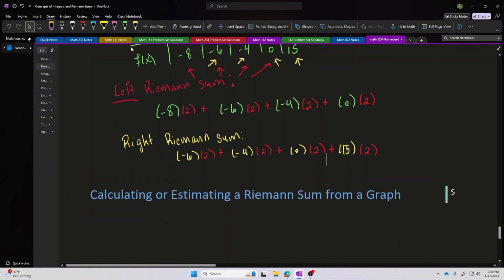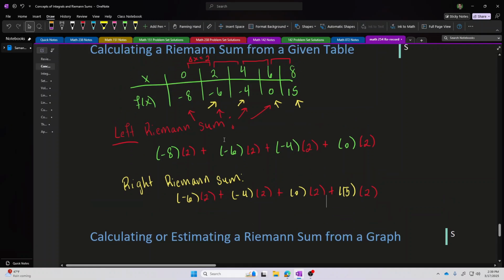So notice that the left Riemann sum and the right Riemann sum are pretty closely related. They share quite a number of terms in common. The only difference are these terms on the far ends. The left Riemann sum contains an extra term on the left side, and the right Riemann sum contains an extra term on the right side.